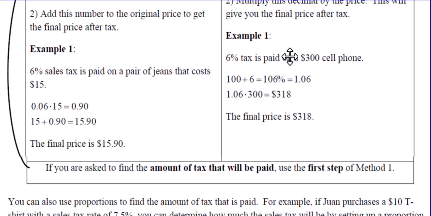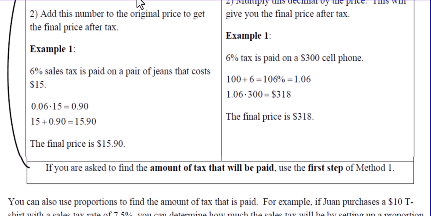So the example we have here, kind of an old school example, I probably should have updated this, but let's say we have a cell phone that costs $300 and you're going to pay 6% tax on that. 100 plus 6 is 106%. That's going to be equal to 1.06. If you take 1.06 times 300, that gets you a final price of $318.